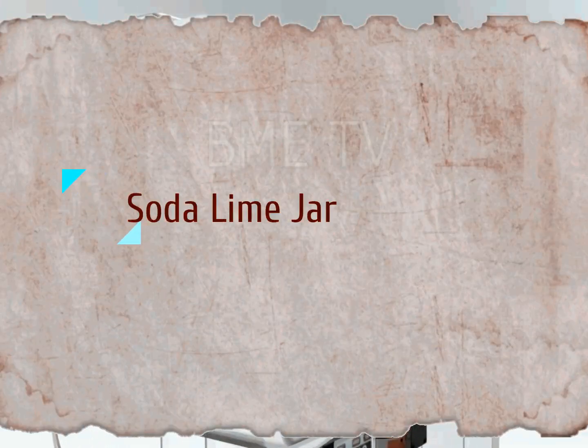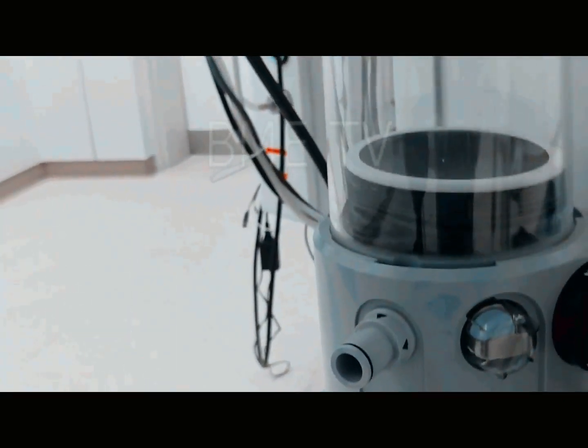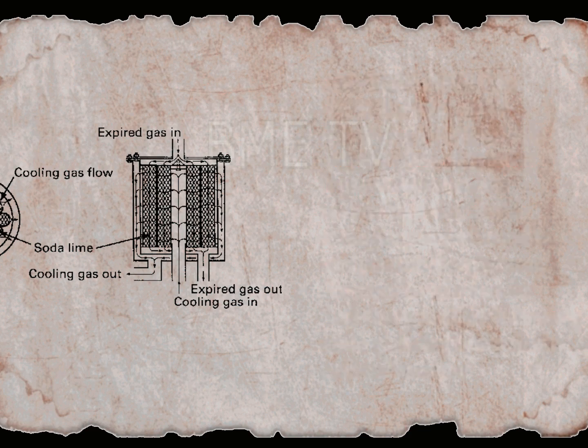Let's wrap up with the soda lime jar. Soda lime is a mixture of NaOH and Ca(OH)2 chemicals used in granular form in closed breathing environments such as general anesthesia, submarines, rebreathers, and recompression chambers to remove carbon dioxide from breathing gases to prevent CO2 retention and carbon dioxide poisoning. This was the last part of the anesthesia machine series.